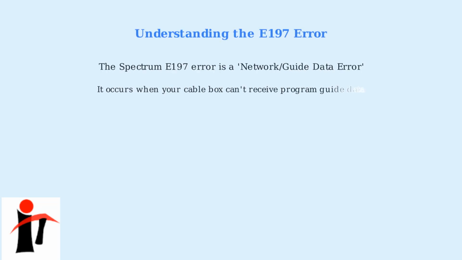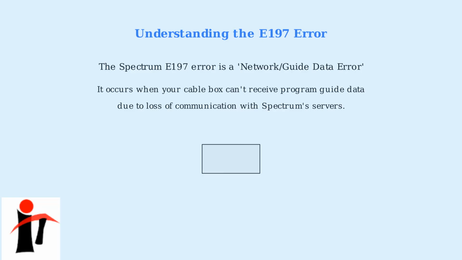The Spectrum E197 error, also known as Network Guide Data Error, appears when your cable box fails to download program guide data from Spectrum's servers. This typically happens due to a loss of communication between the box and the network.